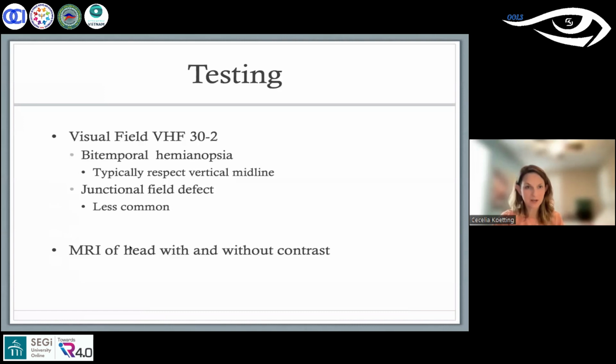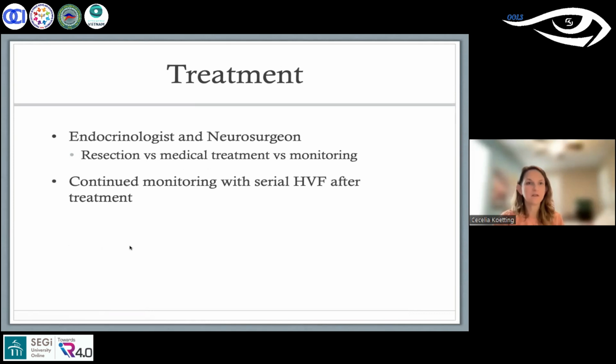Now, testing for these patients, we want to make sure that we're doing visual field and we're reporting that to the neurologist, actually specifically a neurosurgeon, because that's going to help them determine whether or not they want to do any surgery. And then the other thing is we can get a junctional field defect, which is less common. Again, just depends on how large it is. MRI of the head with and without.